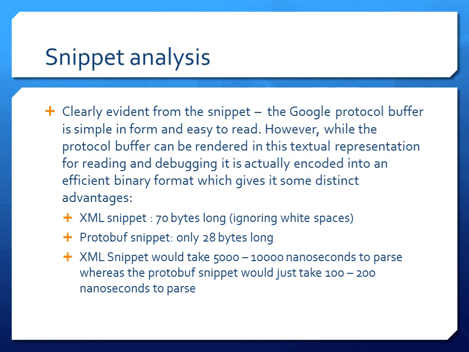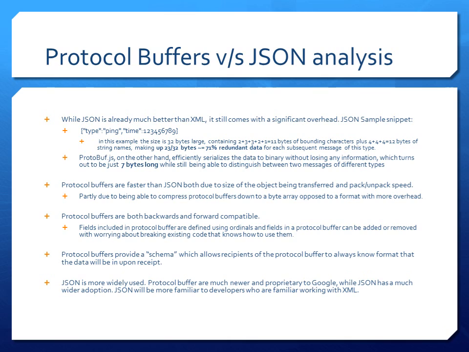The XML snippet would take 5,000 to 10,000 nanoseconds to parse, whereas that protocol buffer would only take 100 to 200 nanoseconds to parse. So in terms of data transfer efficiency, again, a lot of gains to be made. Another really popular format for transferring data around is JSON, which is already a whole lot better than XML, but it still comes with a significant overhead.